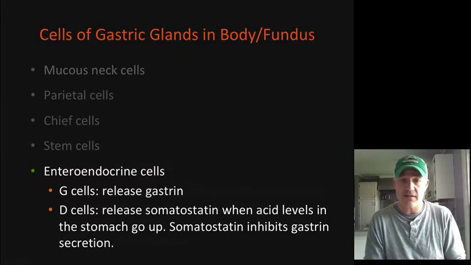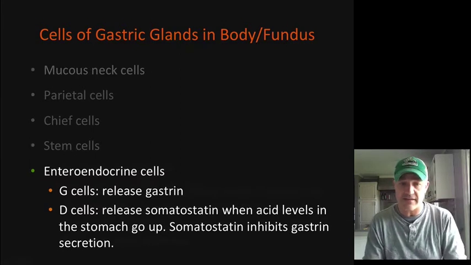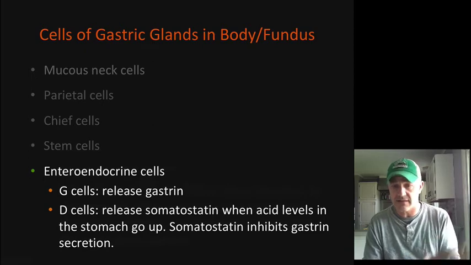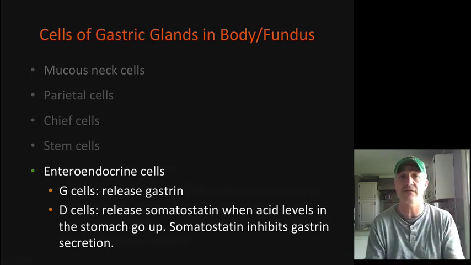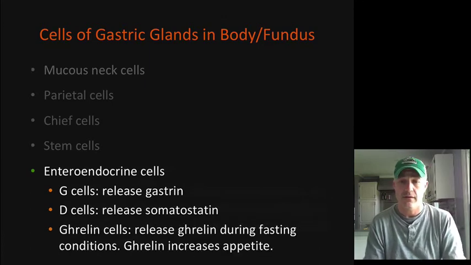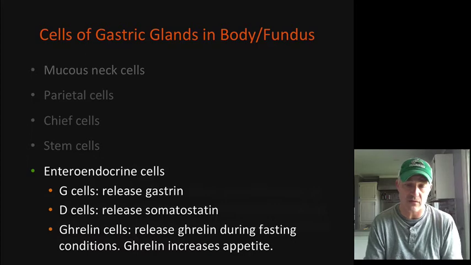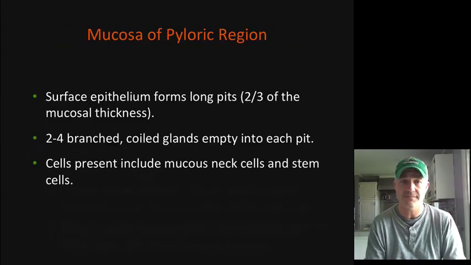There are these cells called D cells that release somatostatin when acid levels get too high, and it's going to inhibit that gastrin secretion, so tone down the stomach once we get enough in there. And there are some other cells that release ghrelin, which increases appetite, so it goes up when you haven't eaten.